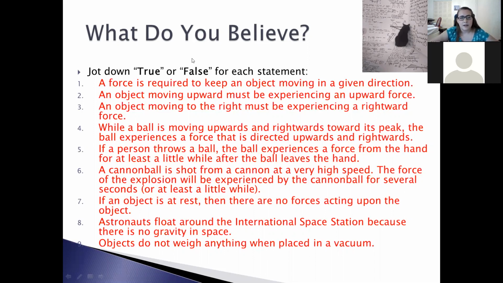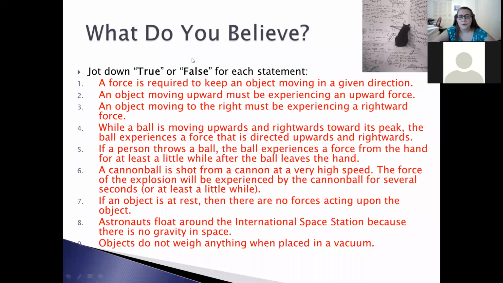I think another one that surprises people a lot is number 7. If an object is at rest, then there are no forces acting upon the object. We'll see as we go through the slides today why that is false. But another tendency of people is to just think force causes motion. So if there's no motion, there's no force. And that's just not true, right?